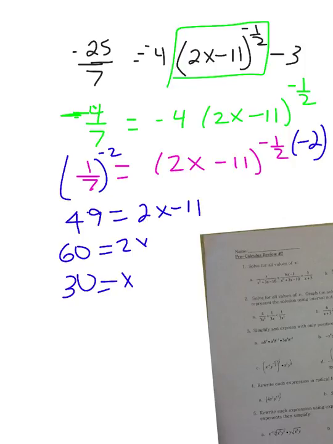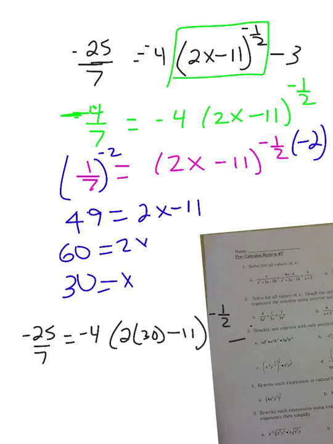So it is -25/7 equals -4 times 2 times 30 minus 11 raised to -1/2 power minus 3. Let's check it. I just checked it, and this works. -25/7 equals -25/7. All right, so let's look at 8, please.